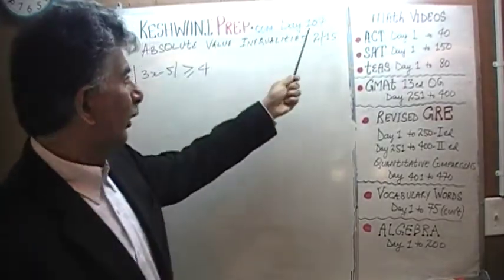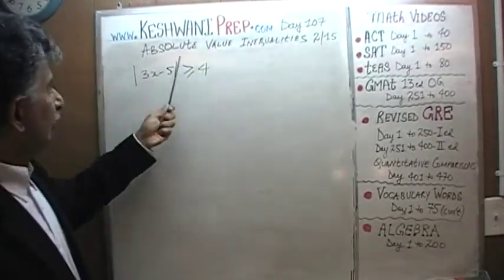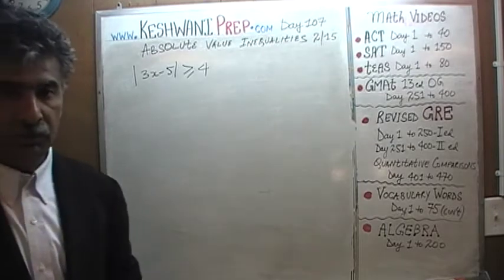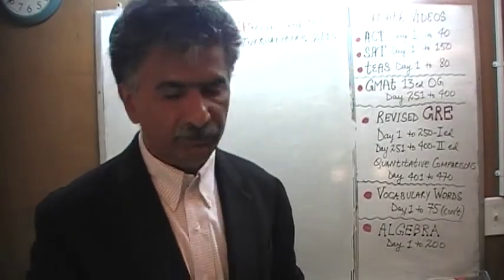We are here because we want to improve our math skill. Today is our lesson number 107. Yesterday, we began the topic of absolute value inequalities. And today we're going to continue with that, absolute value inequalities. The problem for today is already on the blackboard. Let's take a look at it.